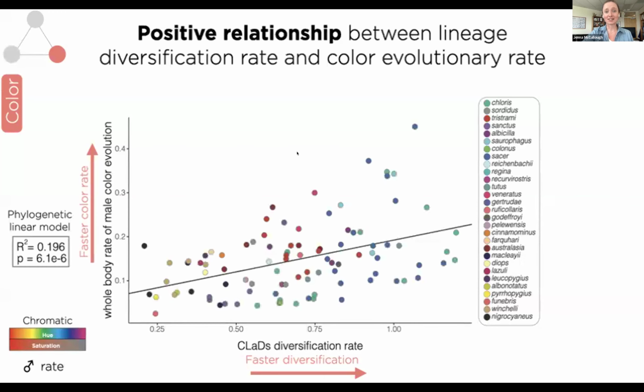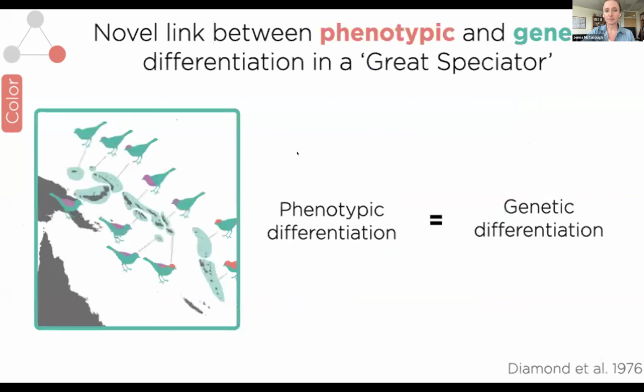We can see that phylogenetic linear models indicate a positive relationship between the rate of color evolution and lineage diversification rate. This was true of both metrics that we use to calculate diversification, as well as for both chromatic and achromatic rates, and for both sexes. So in other words, more rapidly diversifying groups are evolving plumage color faster.